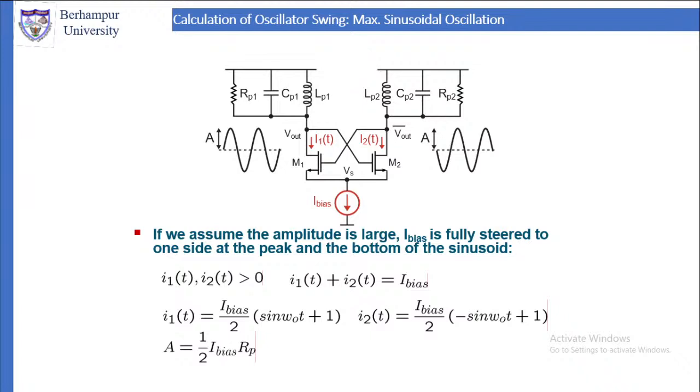Both of them are going to give us sinusoidal functions and they are in difference mode. Therefore, we can take I1 is equal to I bias by 2 into (sin omega 0 t plus 1). I2 is equal to I bias by 2 into (minus sin omega 0 t plus 1). Now if you add I1 plus I2, that will give you I bias. Now A, the amplification, is equal to 1 by 2 I bias into Rp.